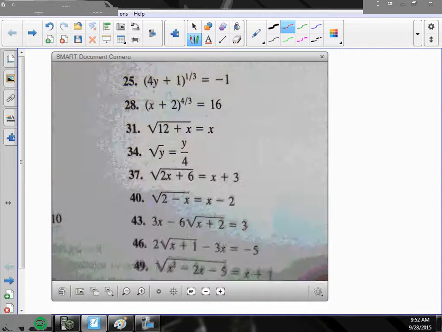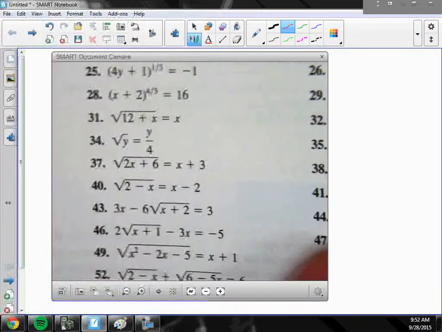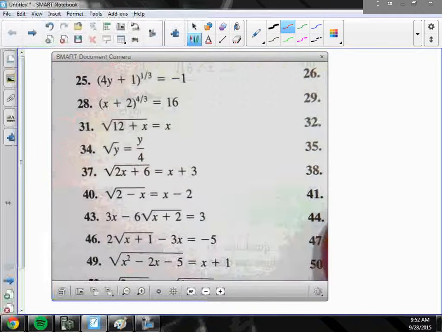Okay, 37. 39 is the same. 41. What would you do for 41?